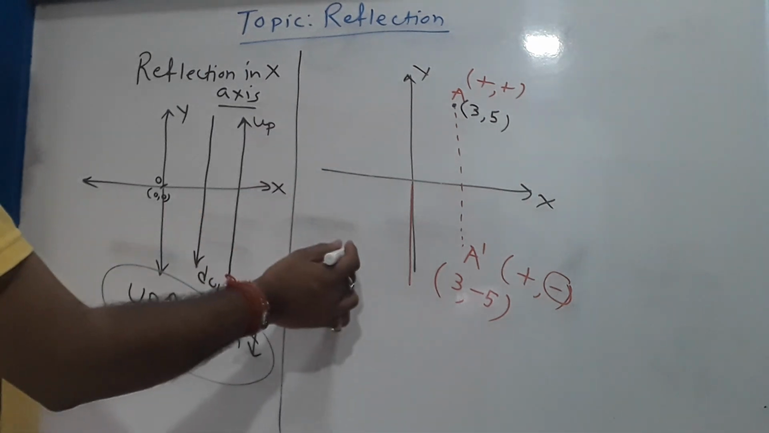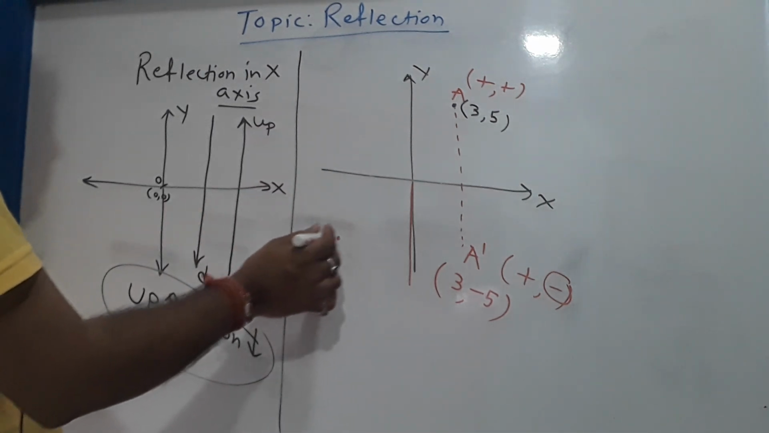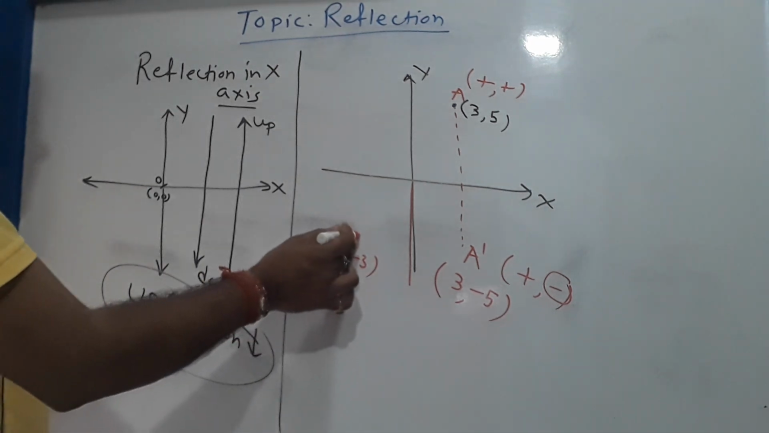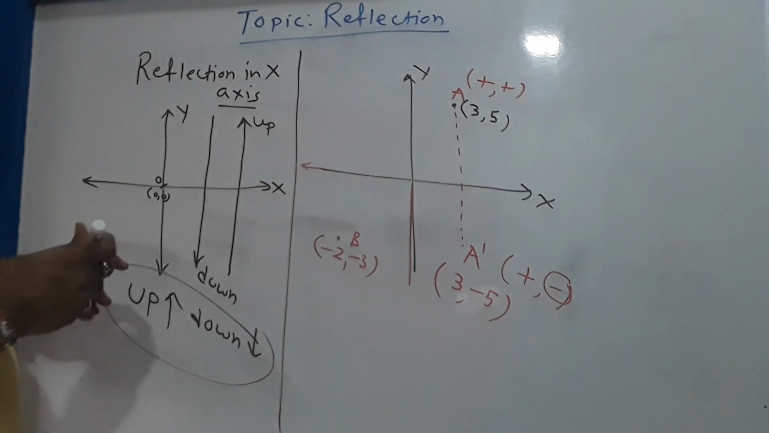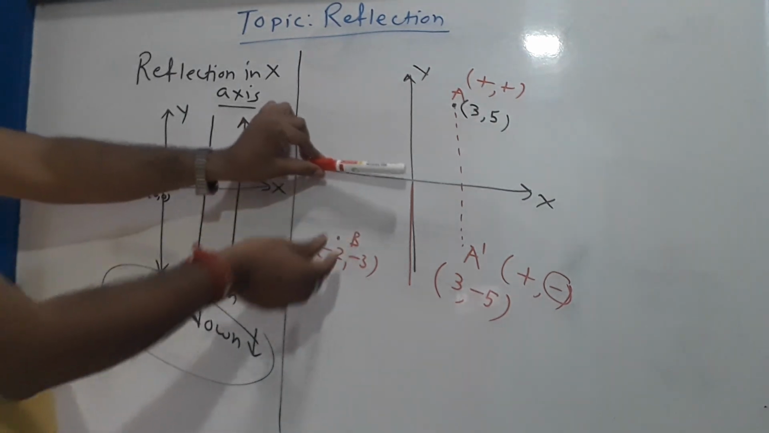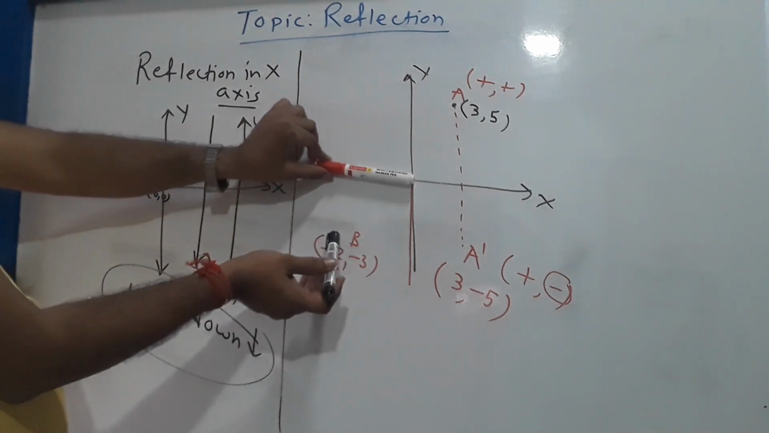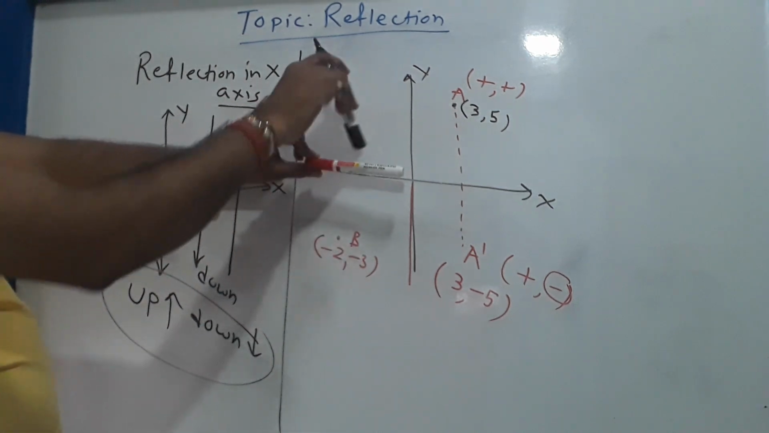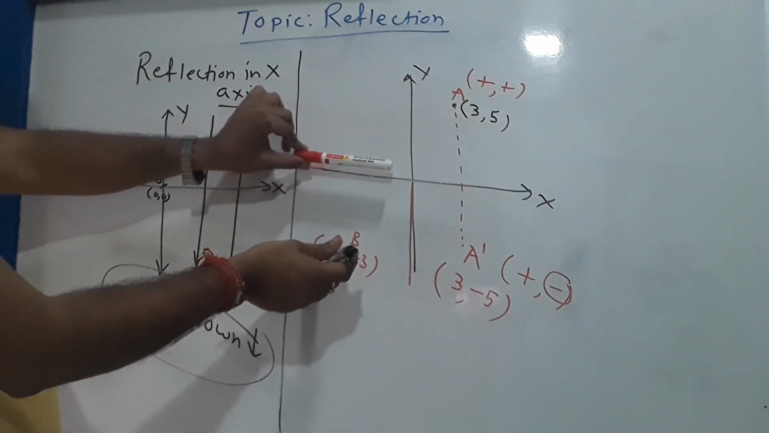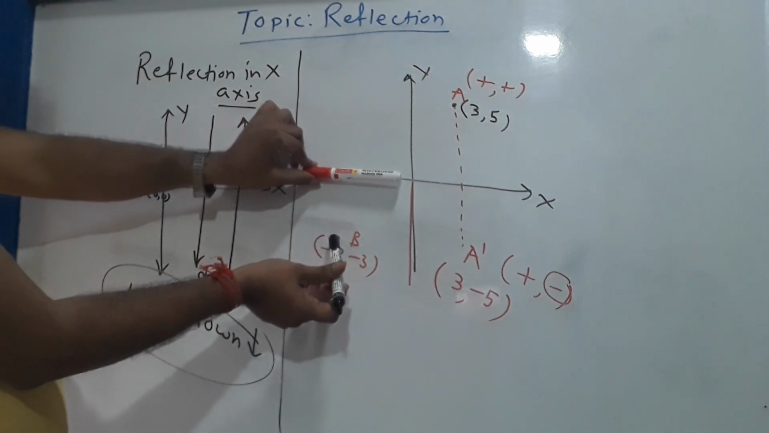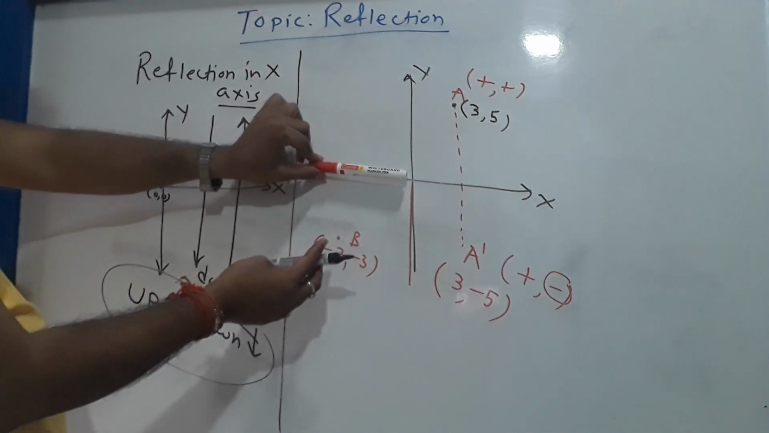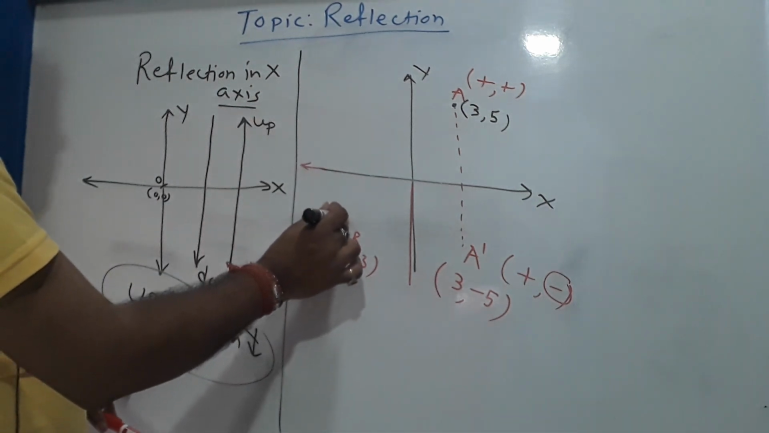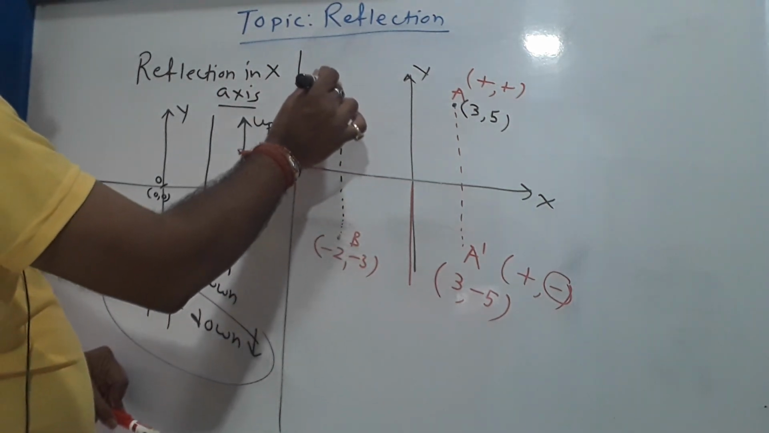Now similarly, we take a point in third quadrant, minus 2, minus 3. This is B. We want to reflect this point about x-axis. X-axis will be fixed. X-axis reflection means up will go down, down will go up. So where is point B? Down. So this will go up. The third quadrant will go to second quadrant, B dash.